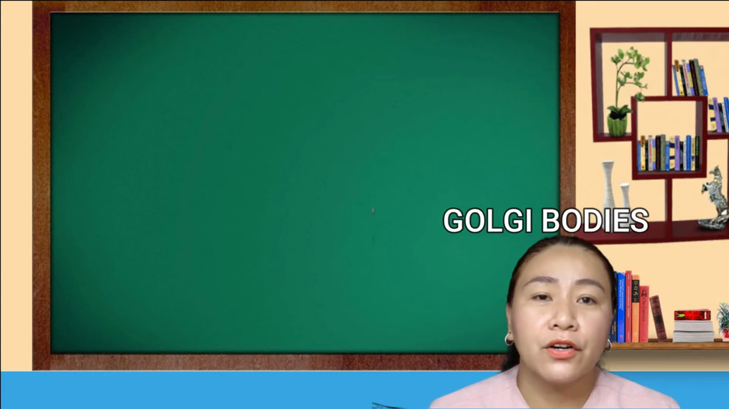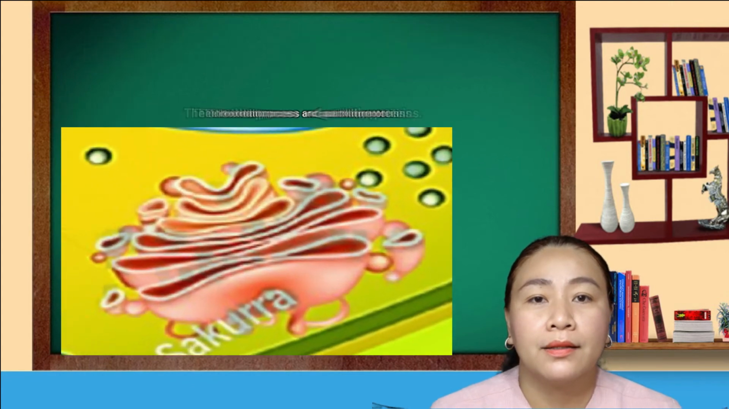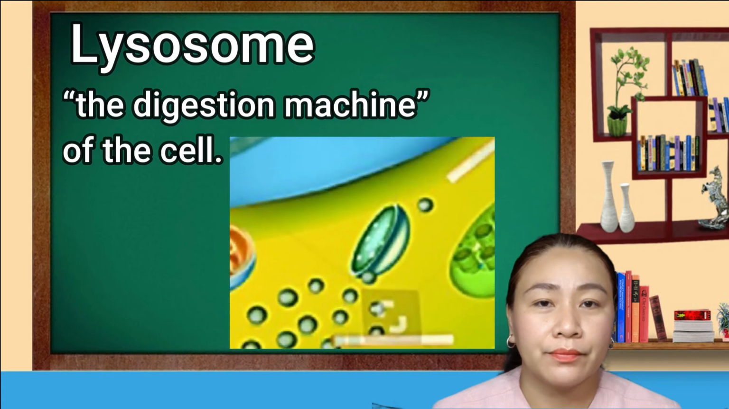Golgi bodies. The Golgi bodies are the ones that process and pack the proteins. Lysosome. Lysosomes are the digestion machine of the cell.